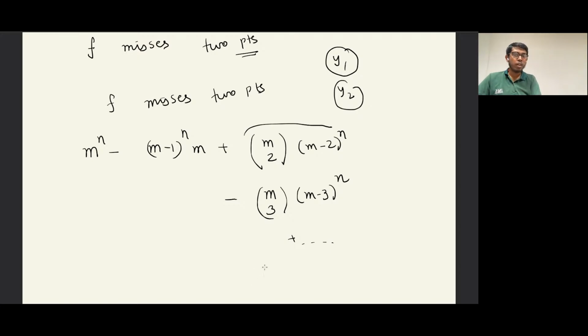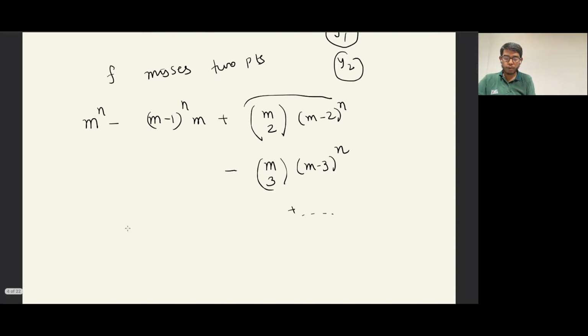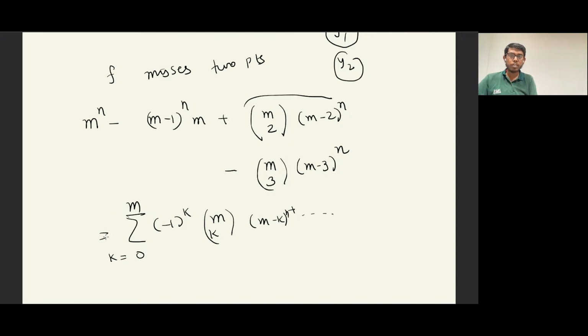Therefore, the formula will be the summation of (minus 1) to the k times m choose k times (m minus k) to the n, where k goes from 0 to m. So this is the number of surjective functions.